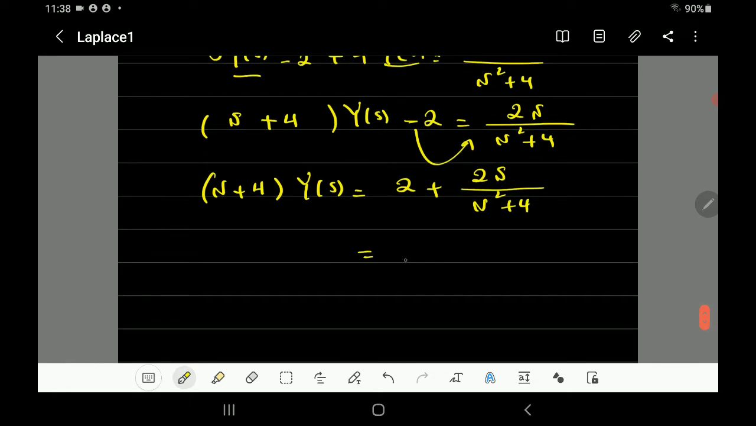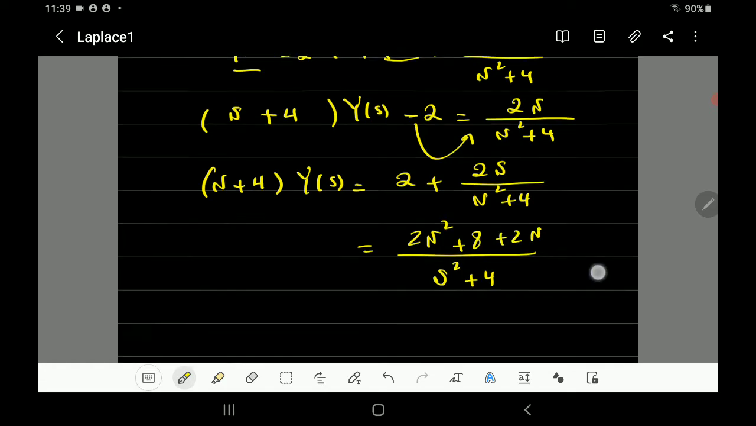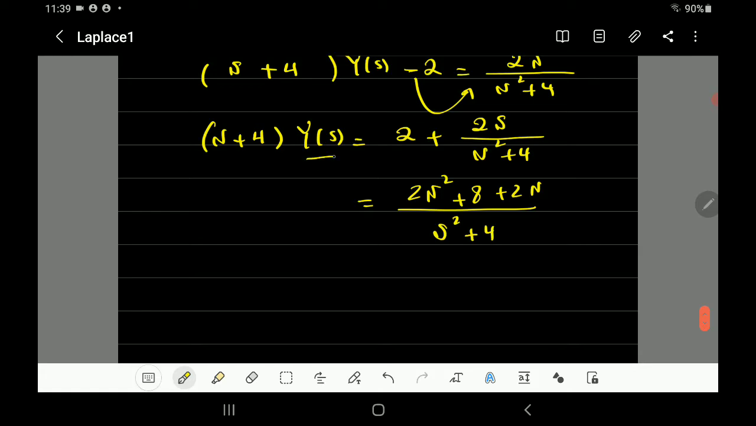Have a common denominator, s squared plus 4, and this 2 multiplied by everything here. So you have 2s squared plus 8, and then you have here 2s. So that's what you got. So what's Y(s)? You divide by this factor, s plus 4.